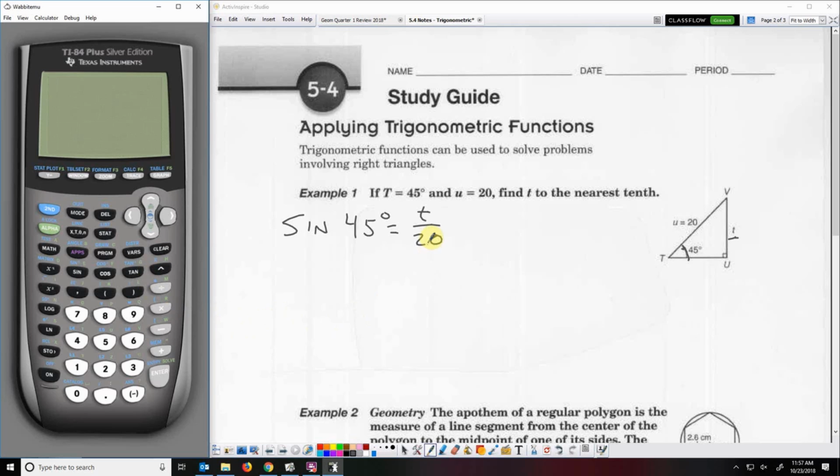To solve, all I have to do is multiply both sides by 20, so I'm just multiplying this across. So I get T is 20 times sine 45. And that is 14 point, and it says to the nearest tenth, so 14.1.